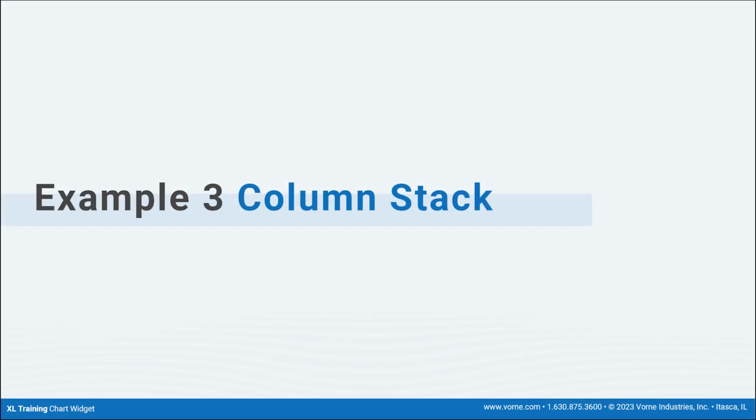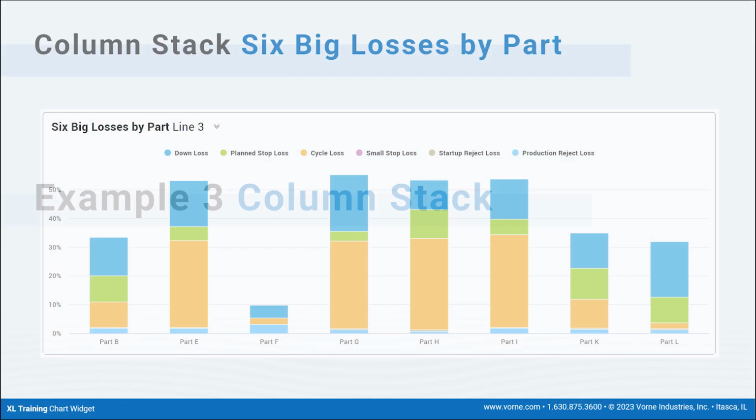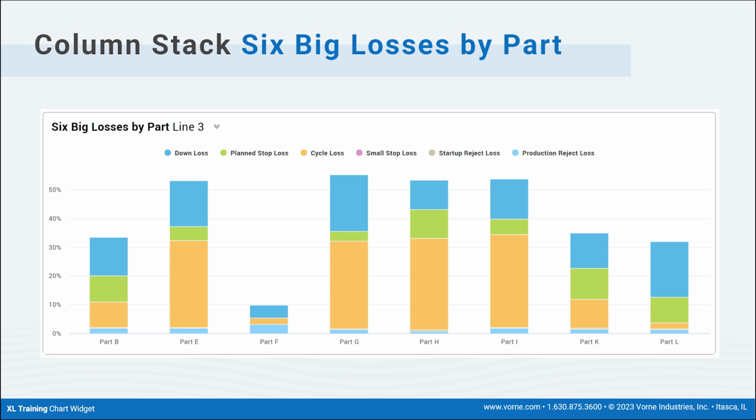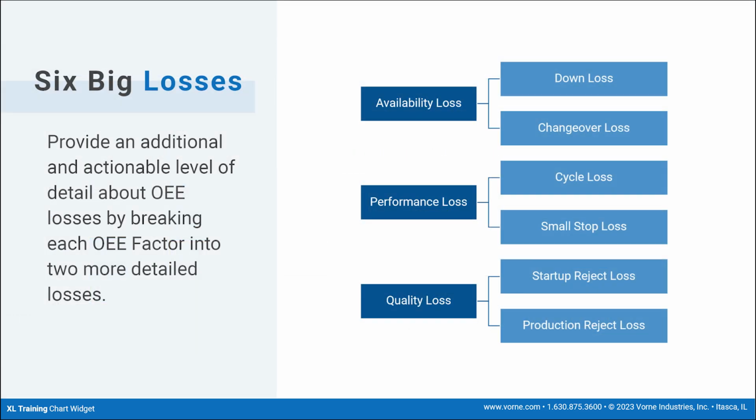Our third example is a column stack chart showing 6 big losses by part. The 6 big losses provide an additional and actionable level of detail about OEE losses by breaking each OEE factor into 2 more detailed losses. For example, availability loss is broken down into down loss and changeover loss. While both fall into the OEE availability category, the countermeasures to improve these 2 losses are quite different.